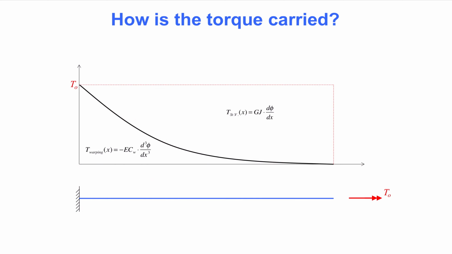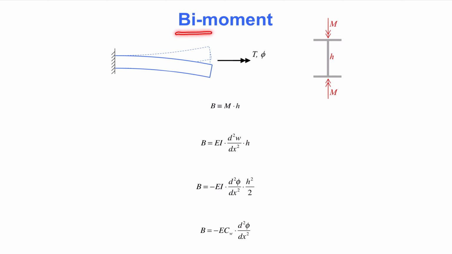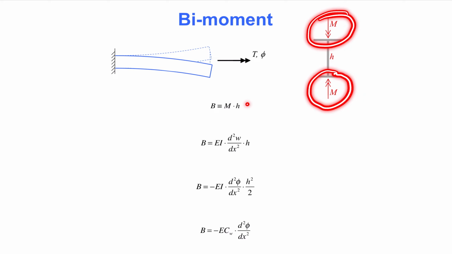The next slide introduces a concept that is unique to warping torsion. It is called the bi moment, and it is introduced as an auxiliary quantity that makes the equations in the warping torsion theory mimic the form of many of the equations in Euler-Bernoulli theory for beam bending. For a wide flange cross-section, the bi moment is defined as the moment in each flange multiplied by the distance between the flanges. You will understand from that definition that the bi moment is not a physical quantity that is easily visualized. Instead, the figure shown at the top of this slide, with the two double arrows for the flange moments and the cross-section height, W, is as close as we get to visualizing the bi moment.